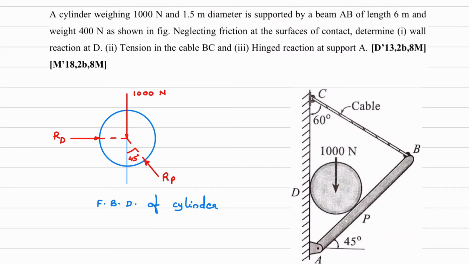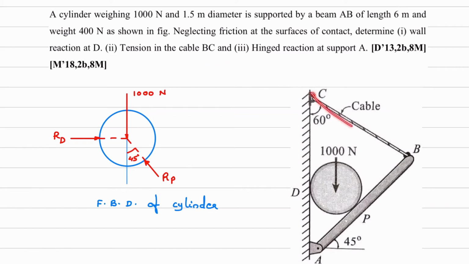Okay, now next data, neglecting friction at the surfaces of contact. So here at this location, friction is not there. Okay, we have to neglect the friction. Determine wall reaction at D. So here we have to calculate RD. This is first question. Tension in cable BC.